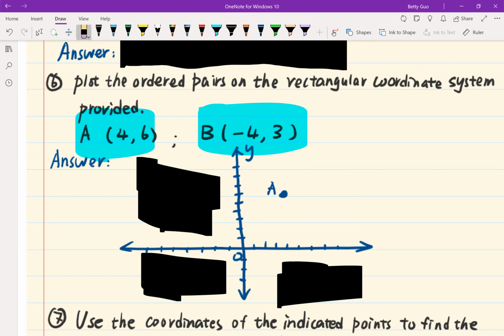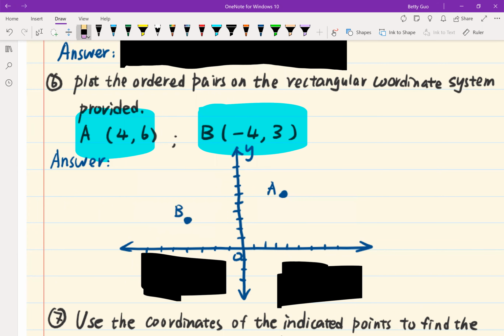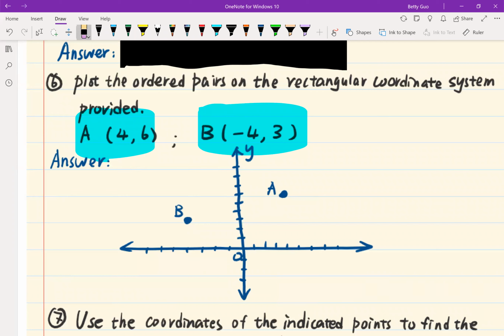And now let's see point B. x is -4, y is 3. Which quadrant? Quadrant 2. So 4 units to the left, 3 units above, right? Like that. Do you think you can get this problem right tomorrow? Yes? It's still a multiple choice question. You will be given 4 graphs, and you just need to choose the one that has the correct 2 points.